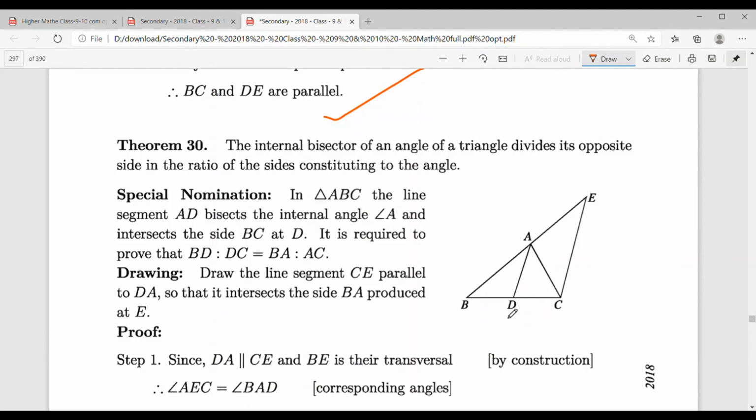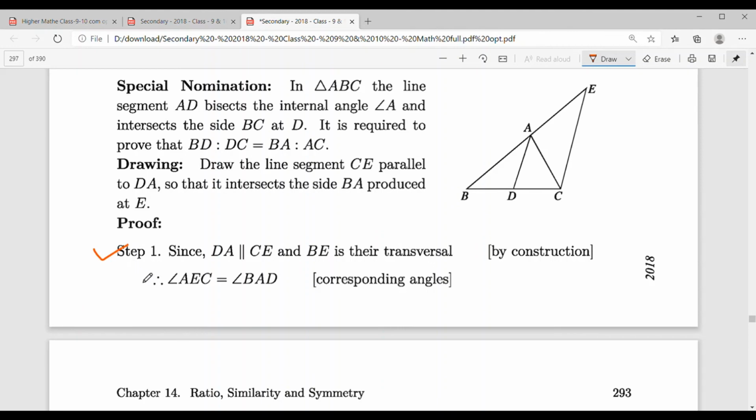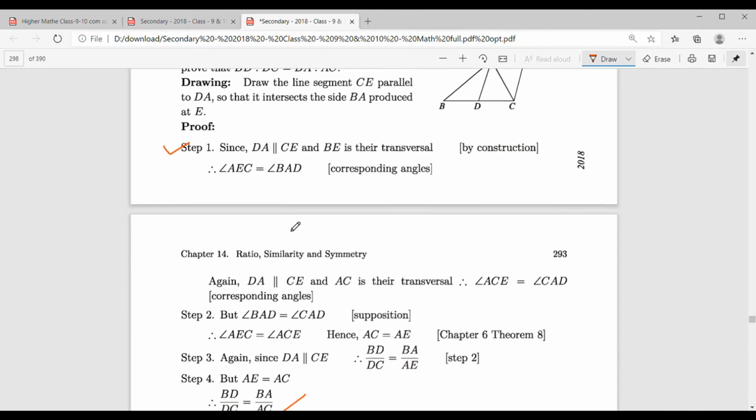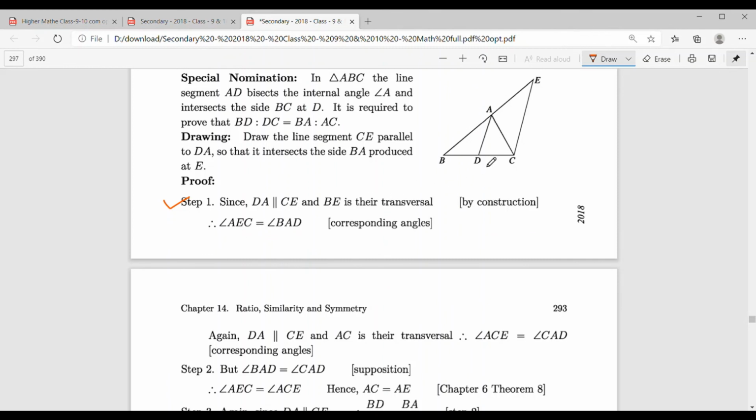Draw CE parallel to DA, and this CE intersects the produced AB at E. Proof. Step 1. Since DA is parallel to CE and BE is a transversal, therefore these two angles are equal because they are corresponding angles. Again, DA is parallel to CE and AC is a transversal, therefore these two angles will also be equal because they are alternate angles.